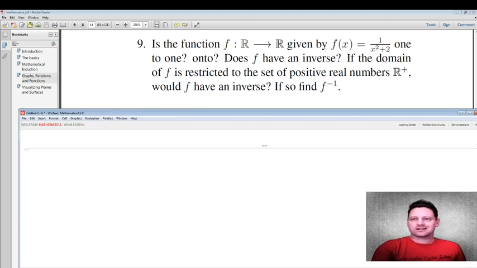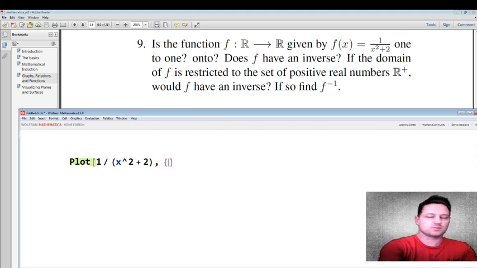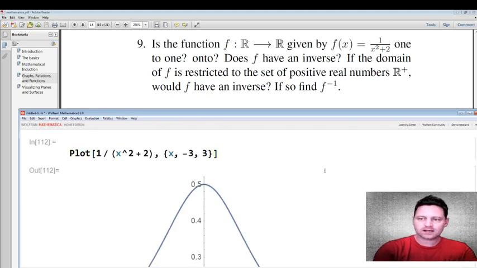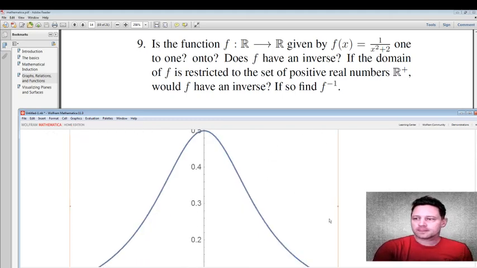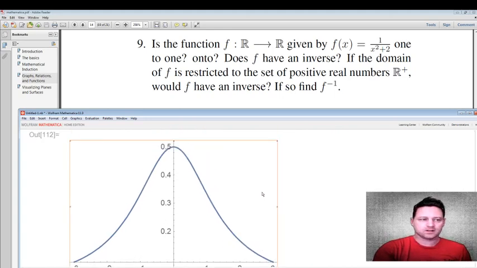So first of all, is it one-to-one? Well, the answer to this becomes apparent when you plot it. So let's plot 1 over x squared plus 2, and let's choose a plot range x from, say, -3 to 3. Okay, let's have a look. Well, it looks a bit like a bell curve.